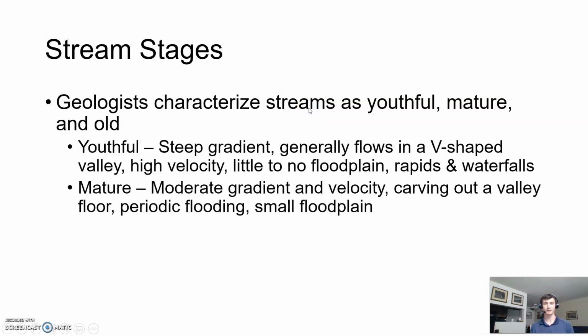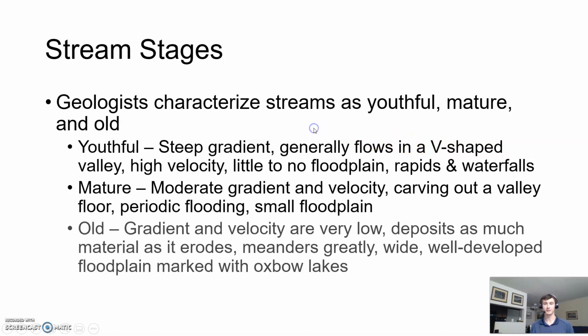Our more mature streams tend to be more moderate in terms of the gradient, in terms of how fast they move. They might carve out an entire valley floor as opposed to a strict, sharp V-shaped valley. There is some periodic flooding with these, and typically a small, not extensive floodplain.